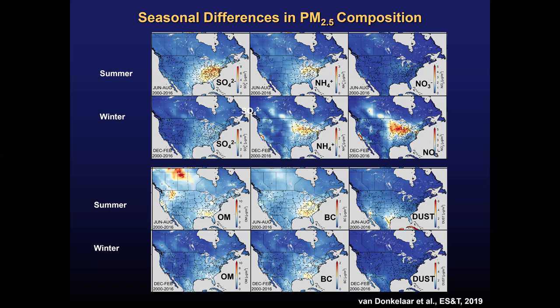For example, sulfate and organics, both of which are higher in the summer, driven by either photochemical production or greater sources of biogenic carbon. Whereas in wintertime, ammonium nitrate becomes more important for the semi-volatile component that exists more prevalently under colder temperatures.